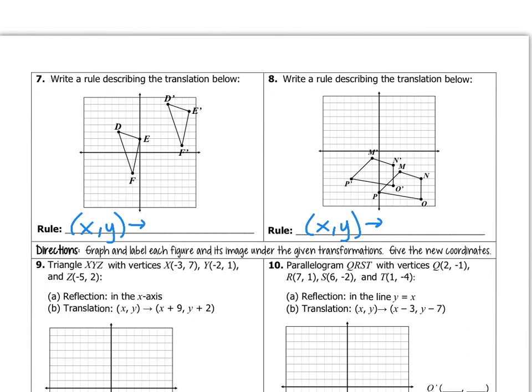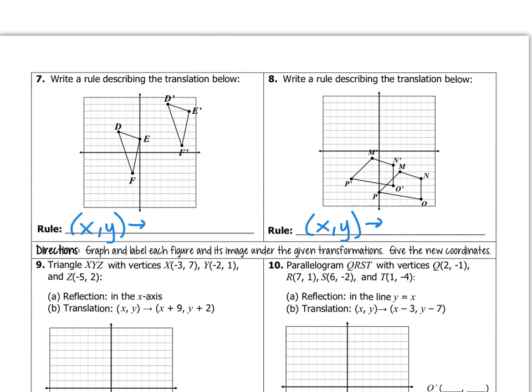Hi, welcome back. Our third type of example dealing with translations is we're going to be writing a rule describing the translation below. So if you look here, we've got our pre-image and then we've got our new image that it created, and we want to describe the translation. So we write a rule based on that. So you've got your original coordinate, and then what are we doing to get the new coordinate?